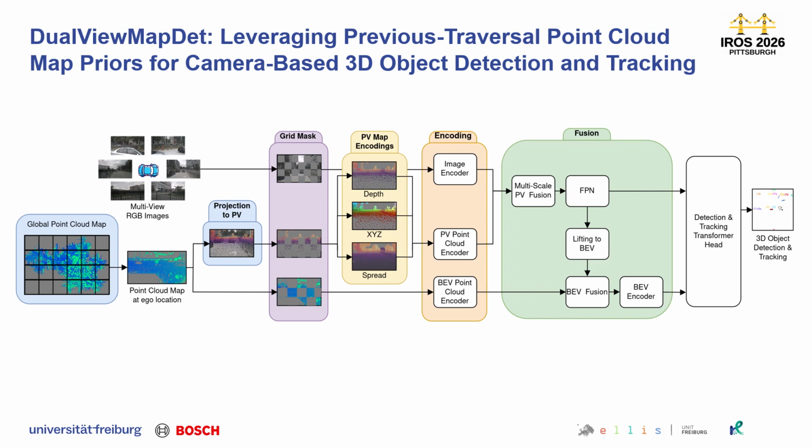First, we project the point cloud map into each camera view and build multi-channel perspective view map encodings. These encodings are processed by a lightweight point cloud map encoder and fused with image features in the perspective view. Second, we encode the retrieved point cloud map directly in bird's eye view using a sparse voxel backbone. The perspective view fused features are lifted into bird's eye view and then fused with the bird's eye view encoded map features in a shared metric space. Finally, a transformer-based detection and tracking head decodes 3D boxes and object tracks using both bird's eye view and perspective view features.